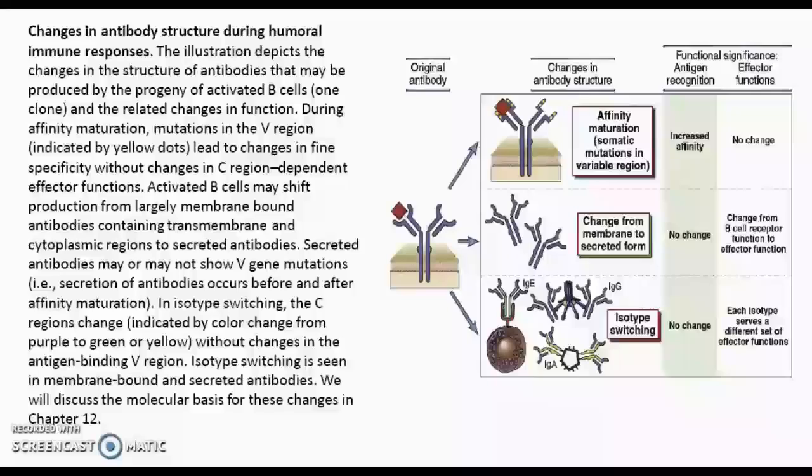Here is the change in antibody structure during humoral immune response. There can be an increase of affinity due to the change of structure here, from here to here. But if they are changed from membrane to secreted, there is no change in structure. Also, if there is isotype switching, there is no change in the affinity.